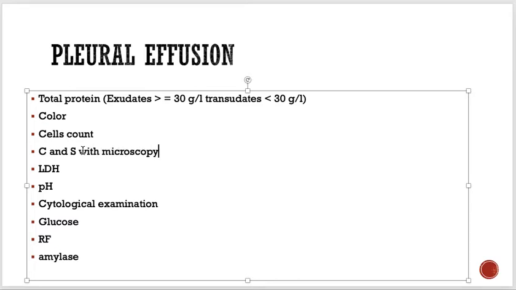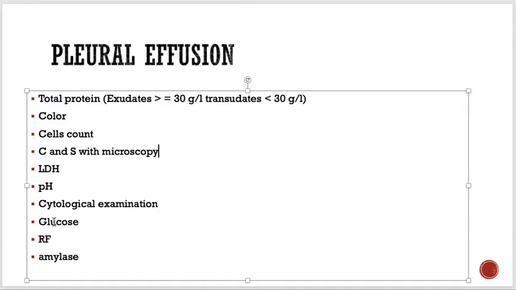Of course, why do they do this? They do this to identify an infection. They check the pH. Why? Because it is low in empyema. Okay. We do a cytological examination to find out malignant cells.